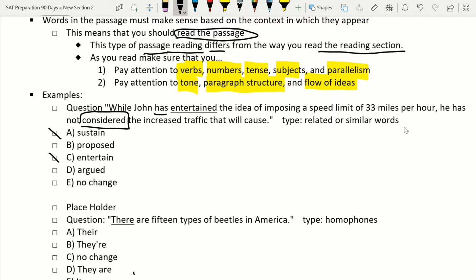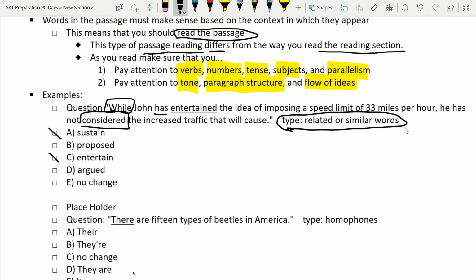All right, so now this question type, and another thing that's important for the SAT writing section is understanding question types, deals with related or similar words, right? So finding the best word choice here. So if I look at my options, I have proposed, I have argued, and I have entertained. What jumps out to me immediately is I have, well, John, okay? That's indicating to me already that it's kind of a contrast, right? So while he has done one thing, he has not considered something else, right? We wouldn't say, well, John has entertained the idea of imposing a speed limit of 33 miles per hour.